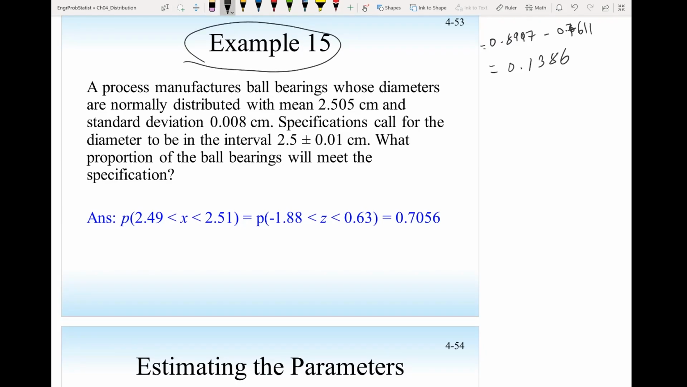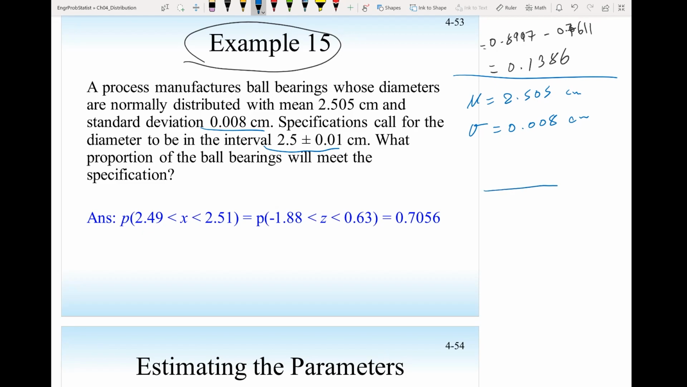A process manufactures ball bearings whose diameters are normally distributed with mean mu equal to 2.505 centimeters and standard deviation 0.008 centimeter. Specifications call for the diameter to be in the interval 2.5 plus or minus 0.01 centimeter. What proportion of the ball bearings will meet the specification?